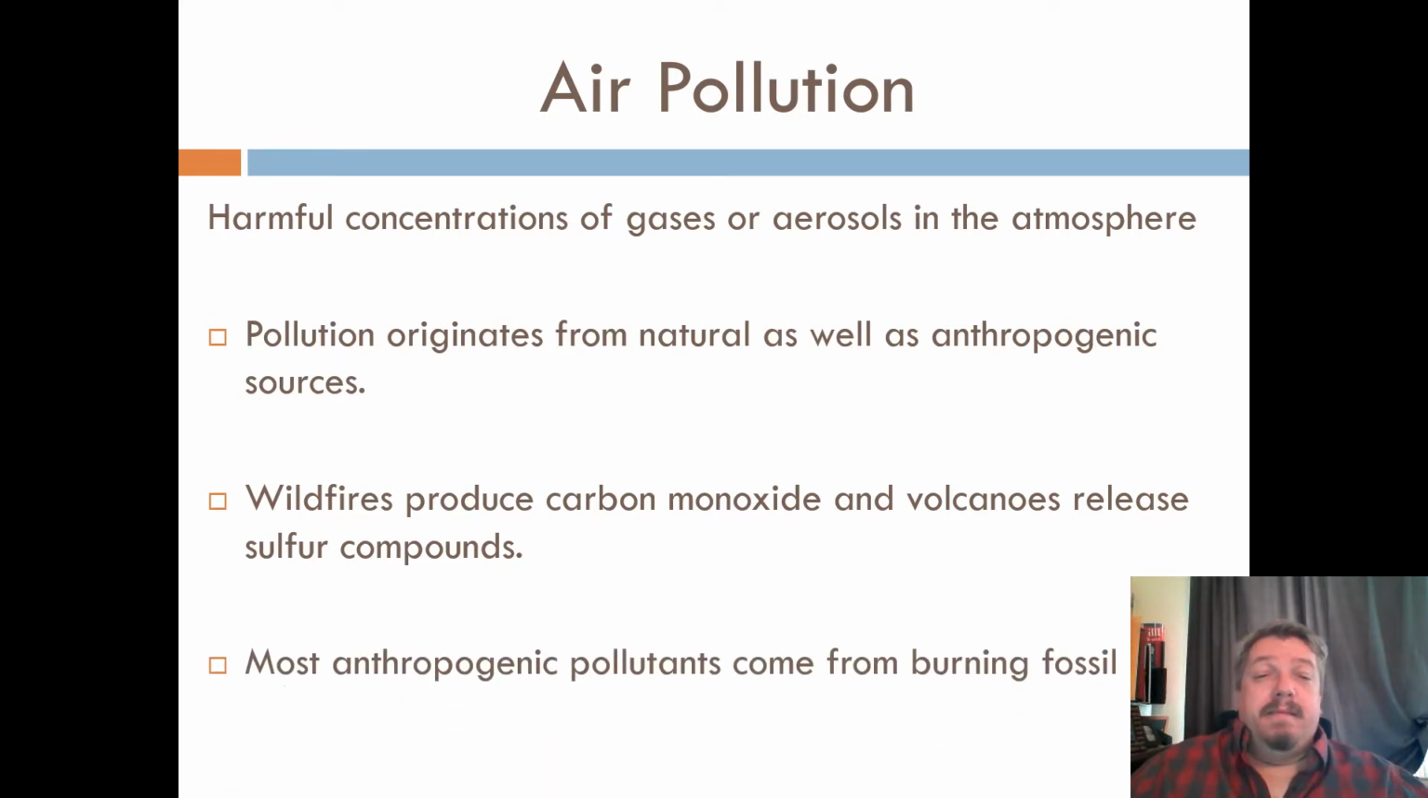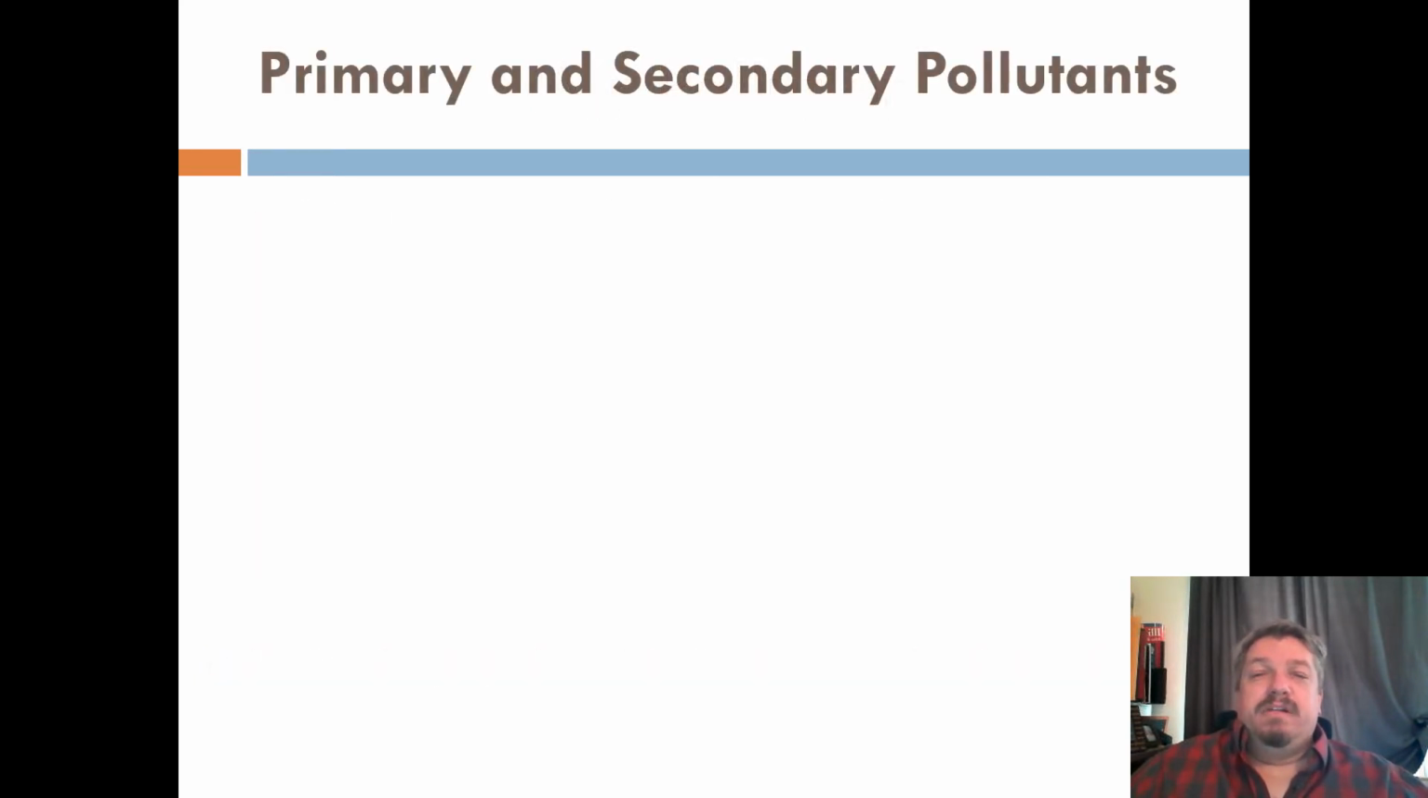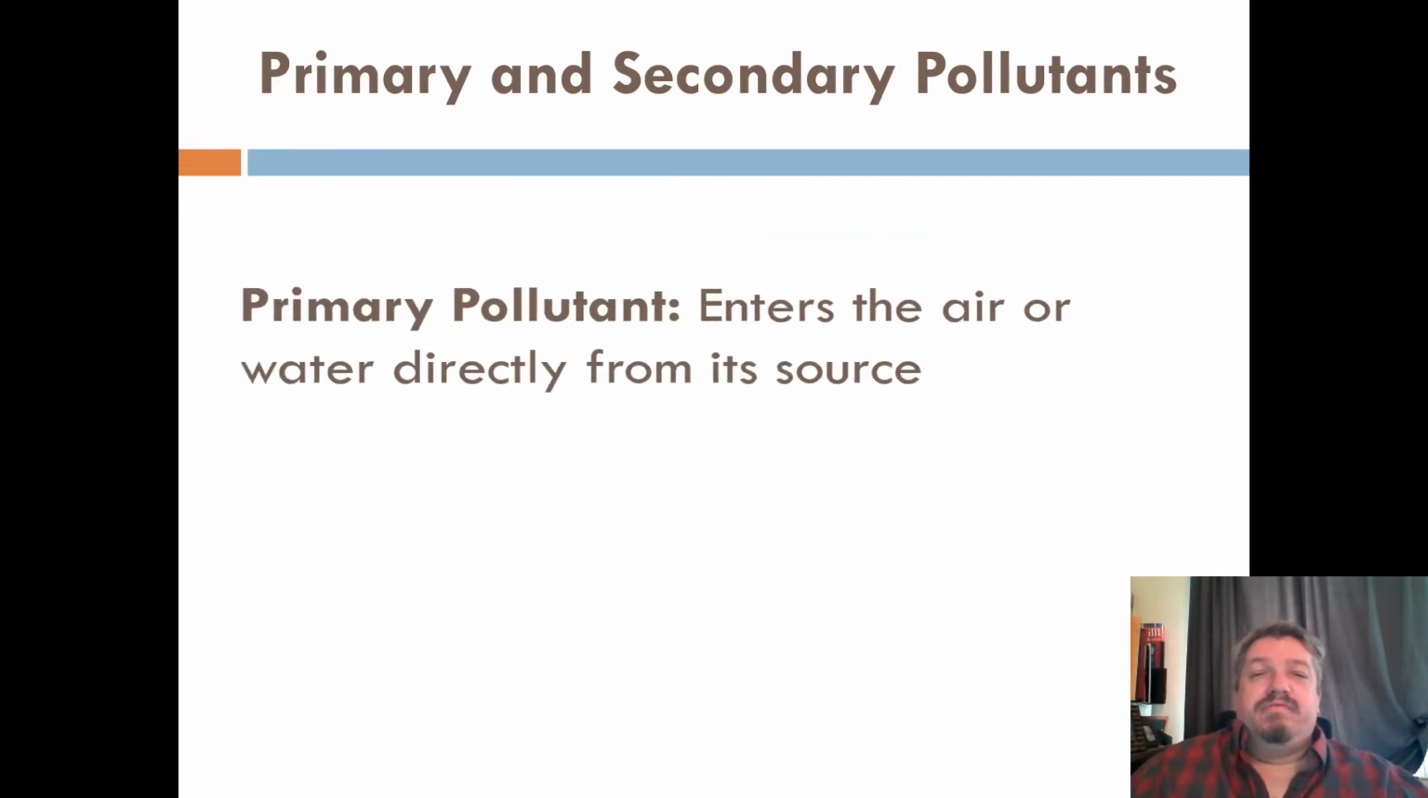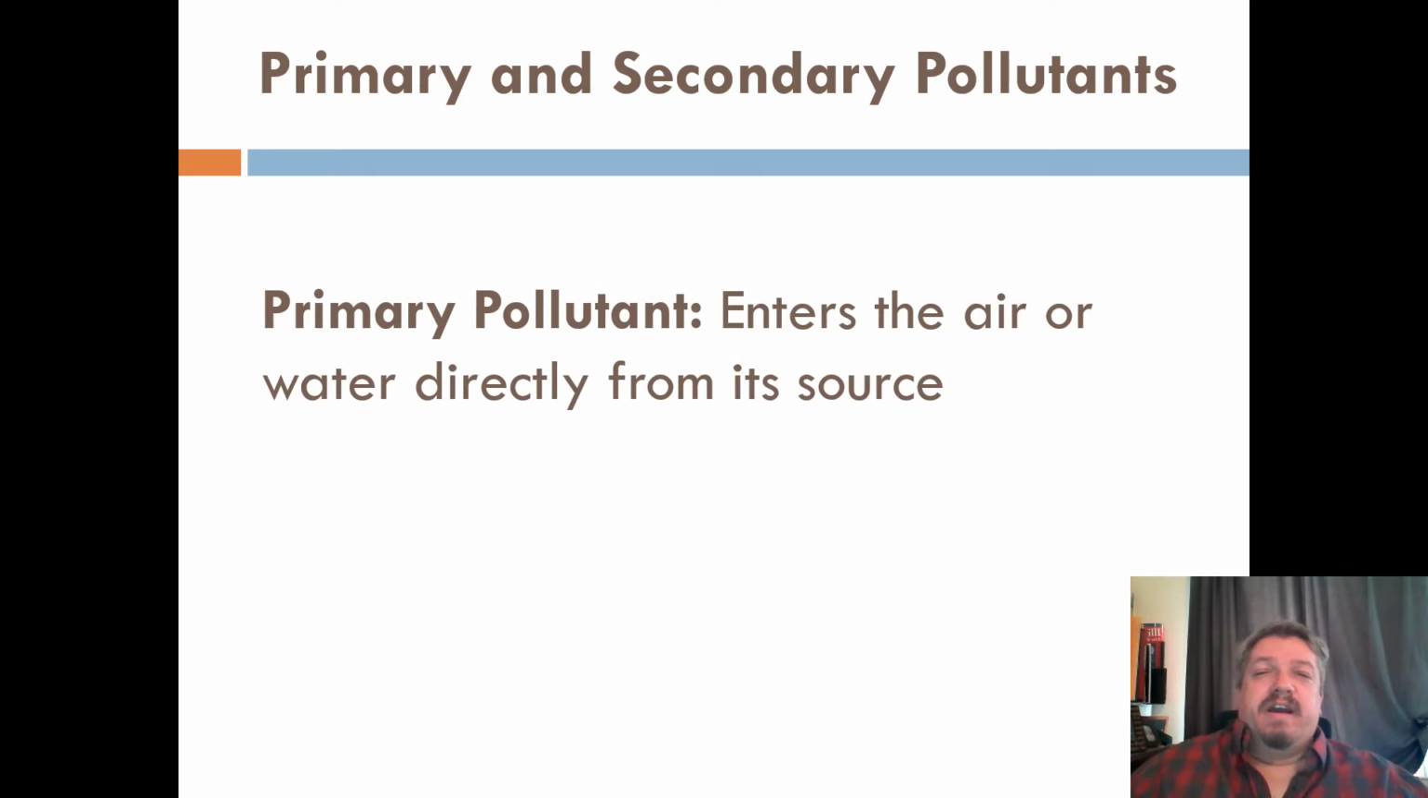Most of the man-made pollution that comes into the world is from burning fossil fuels. So that's coal, oil, natural gas. That is the vast majority of pollution caused by man. We can break pollution into two categories, primary and secondary. So a primary means the pollution enters the air directly from its source. We burn coal in a factory and that smoke has sulfur dioxide.